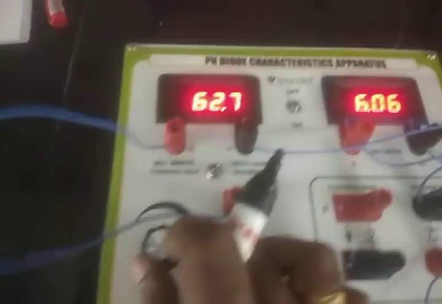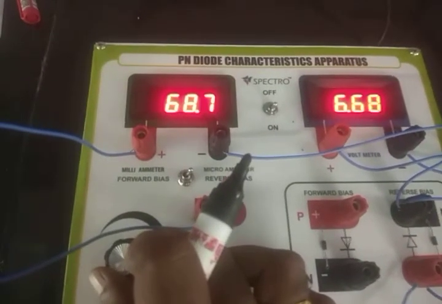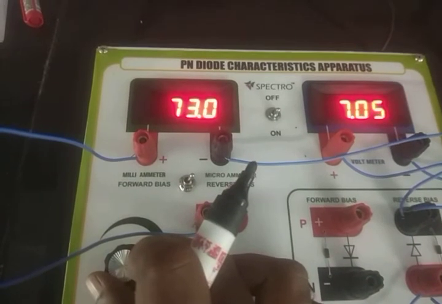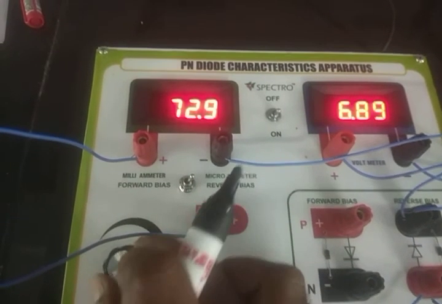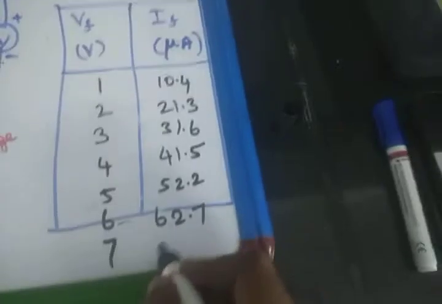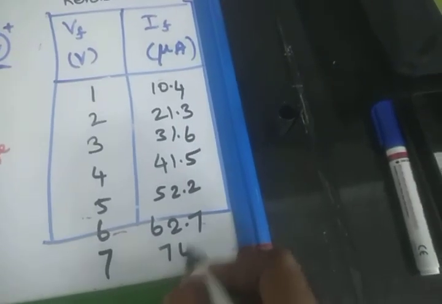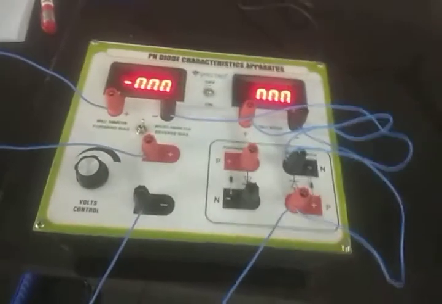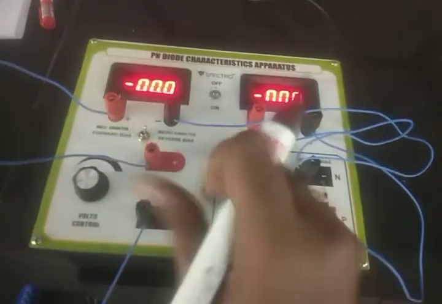Then 7 volts, there is no need, up to 6 is enough. If you want, you can do it up to 7, but don't go beyond 7. 7 is the maximum value, 70.3. Okay, so that is the reading. So very simple circuit, everything is connected in the apparatus. Just connect the wires, see the circuit, and adjust the voltage.